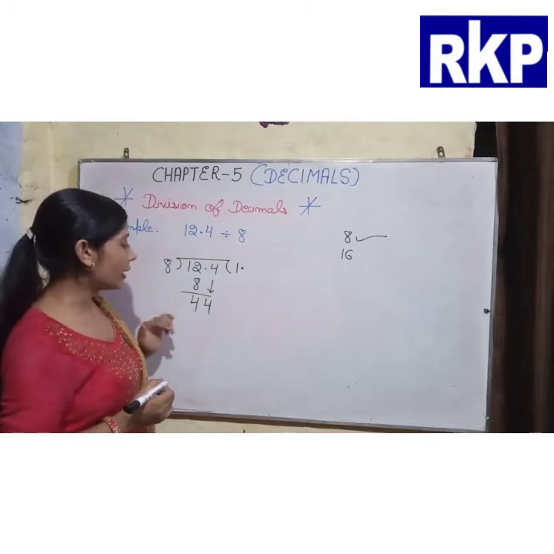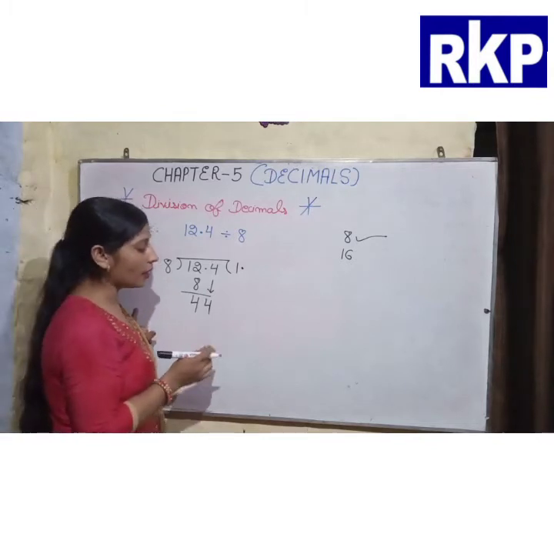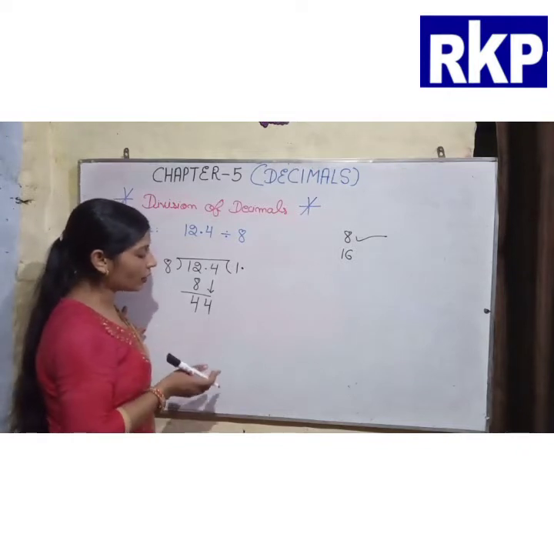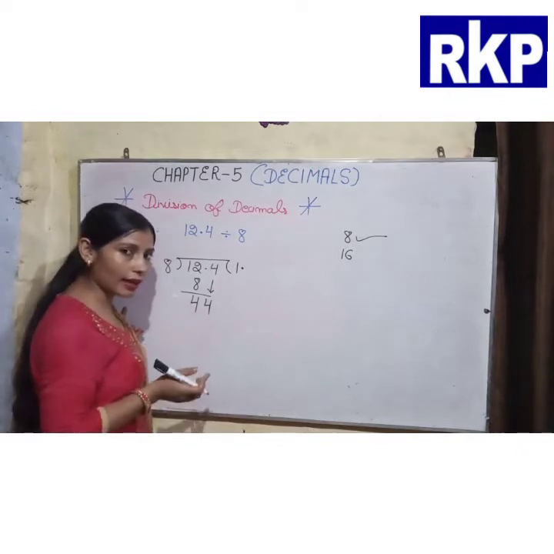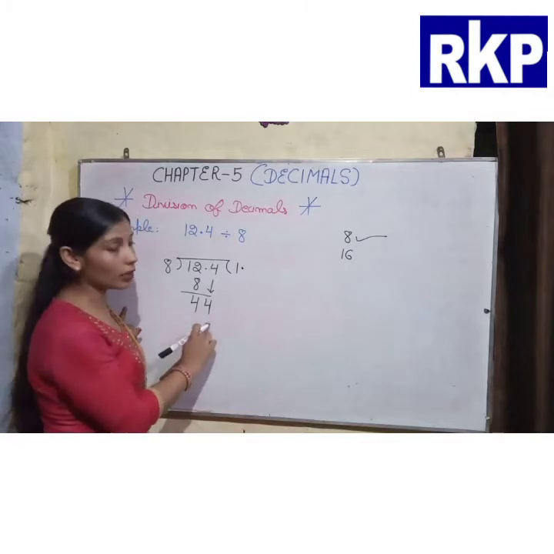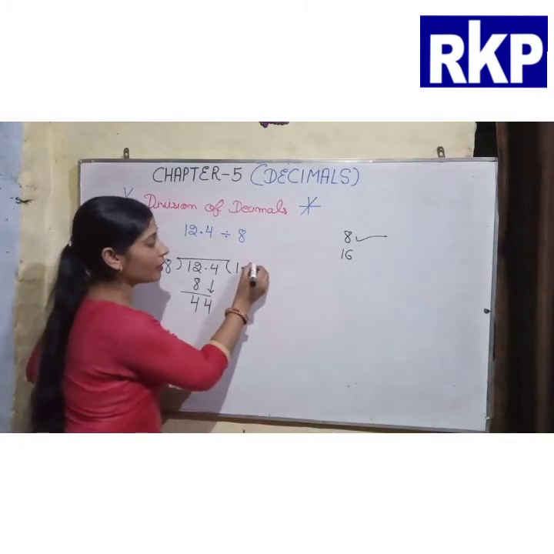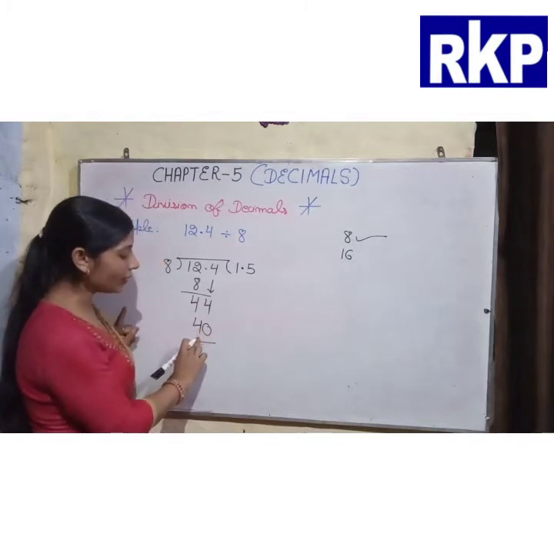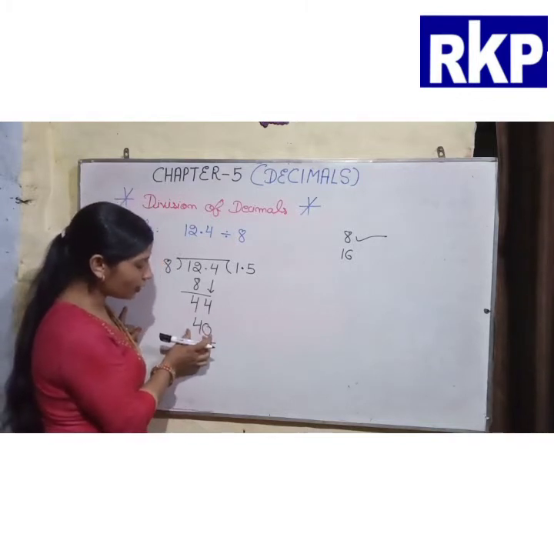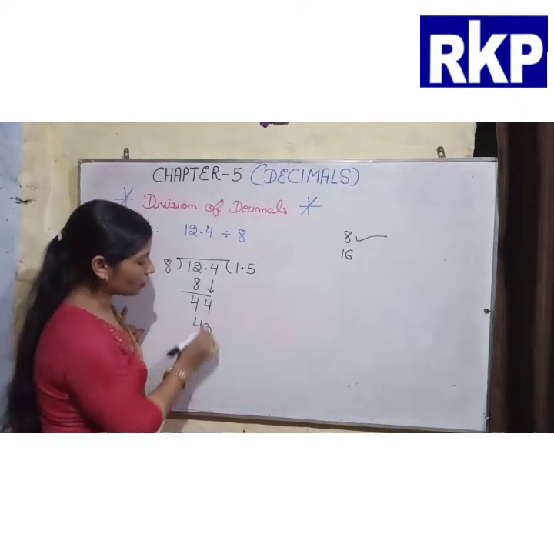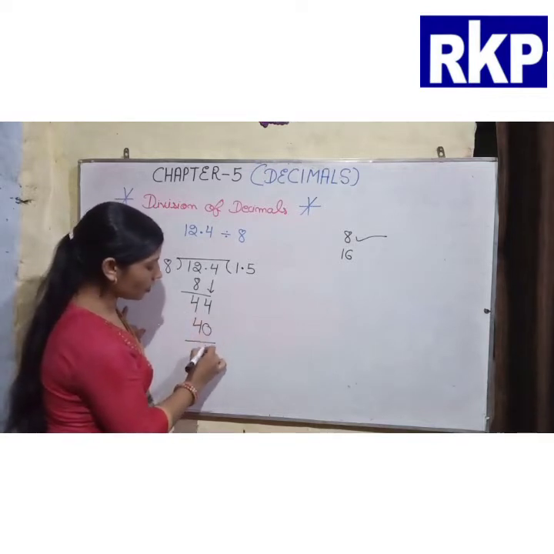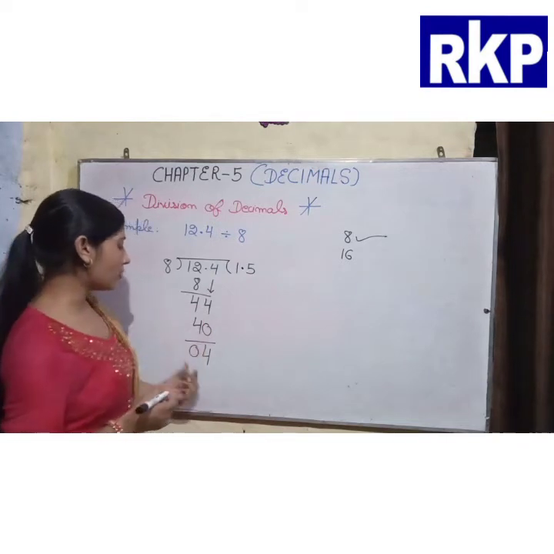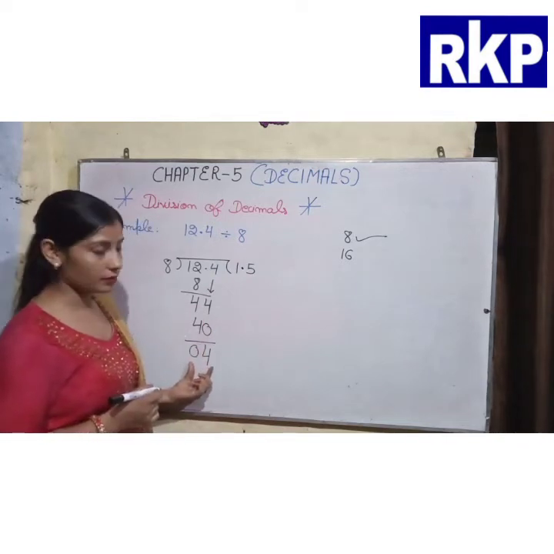8 ones are 8, 8 twos are 16, 8 threes are 24, 8 fours are 32, 8 fives are 40, and 8 sixes are 48, and 48 is greater than 44. So we have to write 8 fives are 40. Now we have to subtract 40 from 44. So 4 minus 0 is 4, 4 minus 4 is 0. Now we have remainder 4.